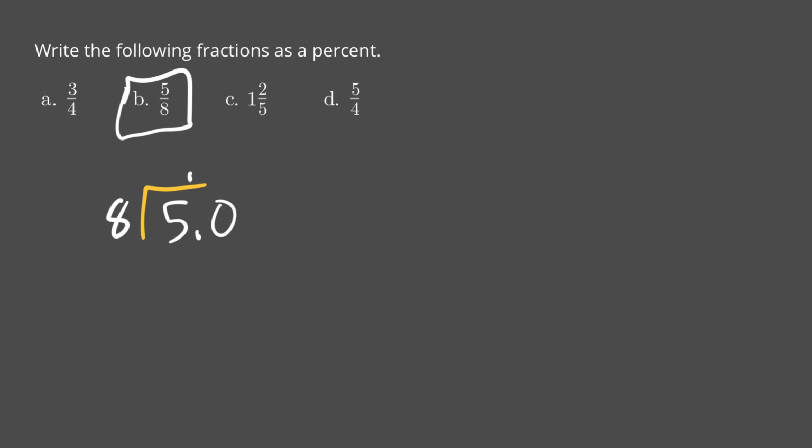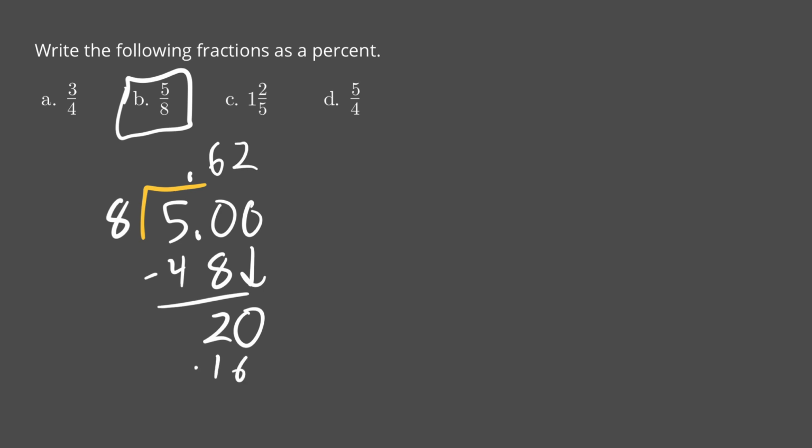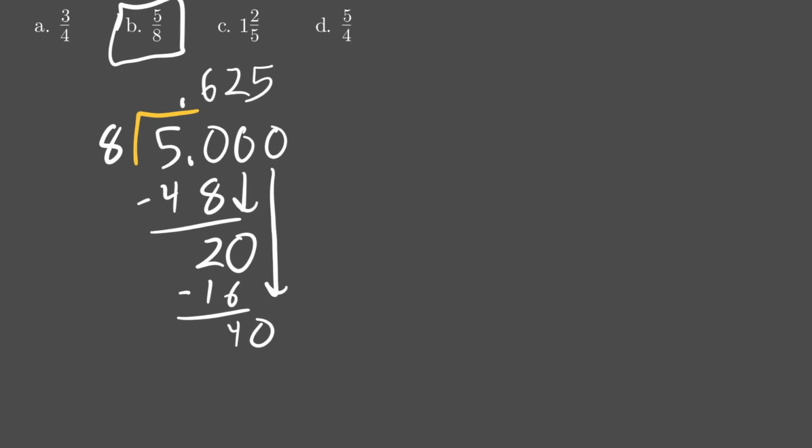8 goes into 50 6 times, giving us 48. When you subtract that, it's a 2. Bring down the 0. 8 goes into 20 2 times, giving us 16. Subtracting it, that's a 4, with a 0 brought down, and that gives us 40. 8 goes into 40 5 times. 8 times 5 is 40, and subtracting that, that gives us 0.